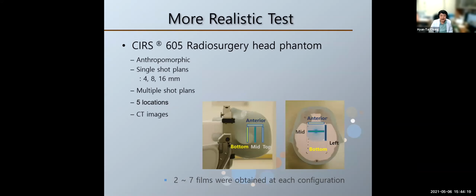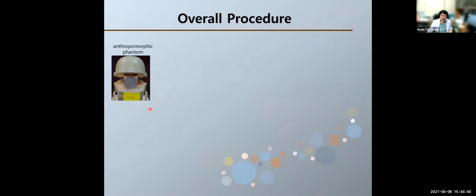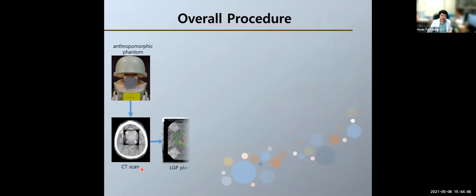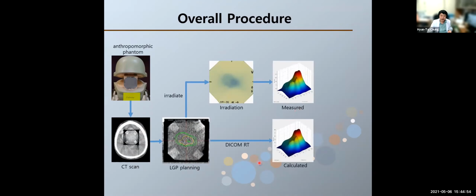But this is just a single shot distribution. We need to check the multiple shot dose distribution in an anthropomorphic phantom rather than a spherical phantom. And not only at the center, but different locations. So we did this at 5 locations. The process is this: we set a film, actually a dummy film at this time, and CT scan, make a plan, and erase the real film, and get the measured dose distribution. And we have the calculated dose distribution and compare.